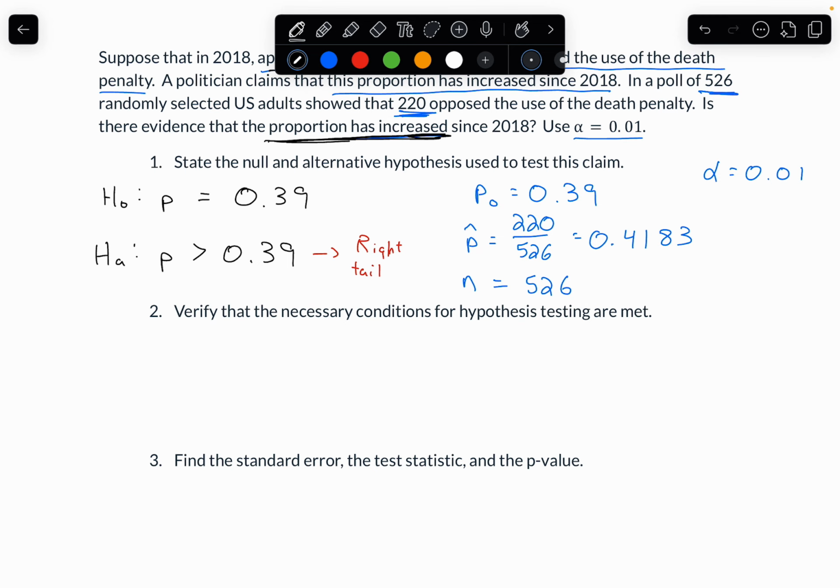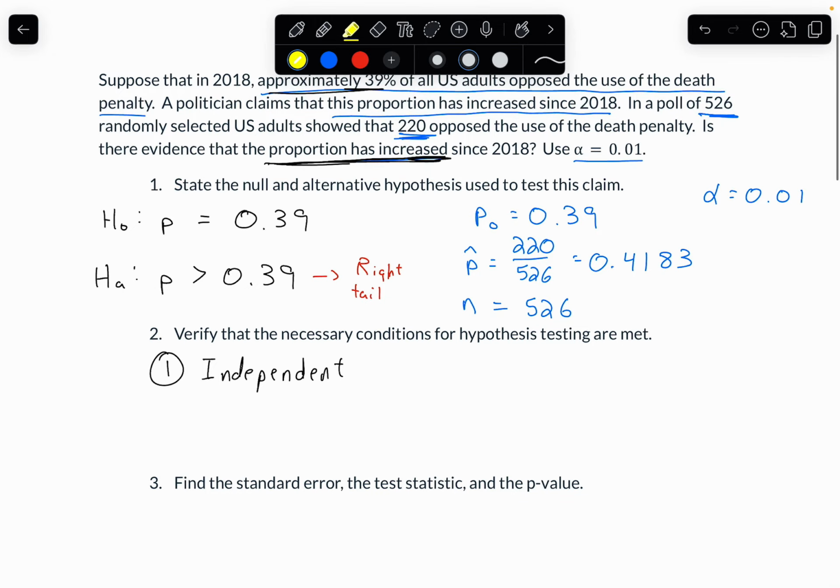So step 2 says we want to verify that the necessary conditions for hypothesis testing are met. These are going to be the same conditions as the central limit theorem. So we want to verify, do we have independent sampling? Which again, this is very difficult for us to show. We're going to just look for, do we have random sampling? In this case, we have, in a poll of 526 randomly selected U.S. adults. So yeah, we can go ahead and assume that we have independent sampling.